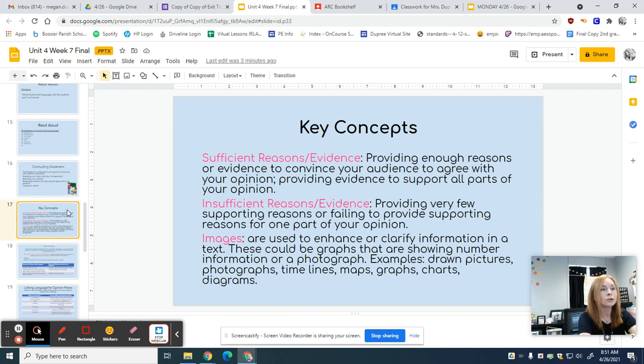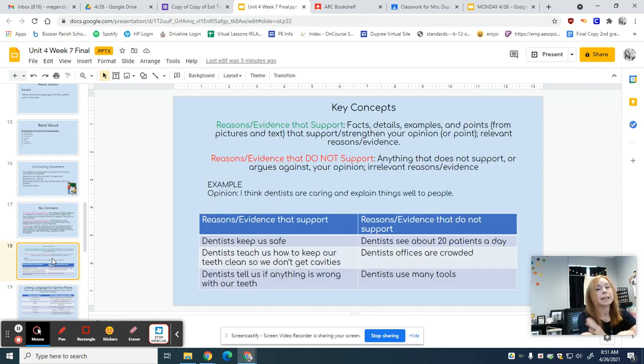They could be graphs, drawn pictures, photographs, timelines, maps, charts, just like that illustration of all the different doctors' tools in the book we just read about. So let's look at a good example, okay? So here's my opinion down here at the bottom. It says, I think dentists are caring and explain things well to people. Let's look at the chart. So reasons and evidence that support that. Dentists keep us safe. Dentists teach us how to keep our teeth clean so we don't get cavities. Dentists tell us if anything is wrong with our teeth.